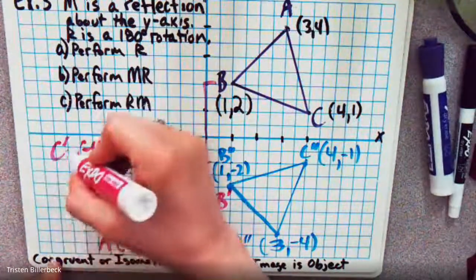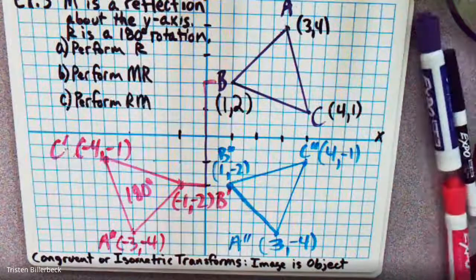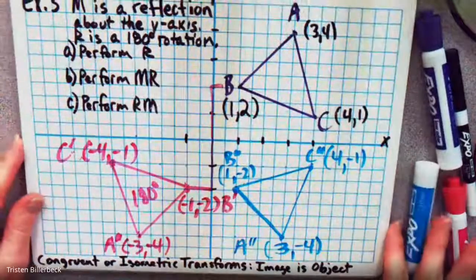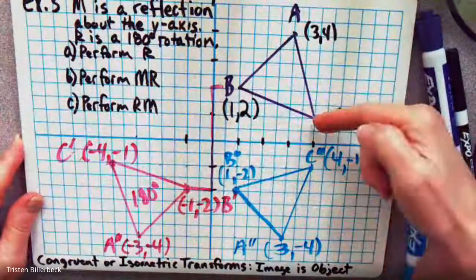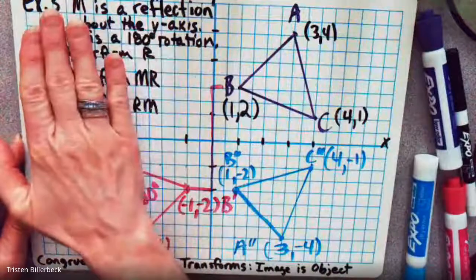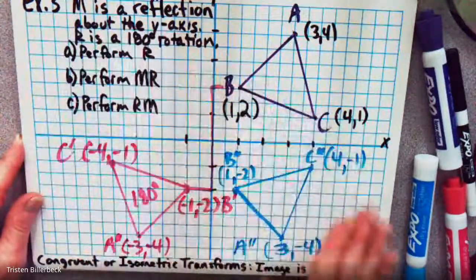Okay, now we have to ask ourselves a question. Would it have mattered in this situation if we had done a reflection around the y-axis first and then a rotation of 180?